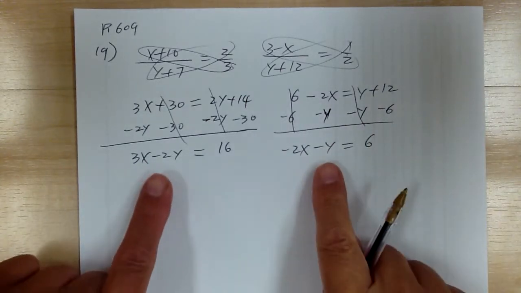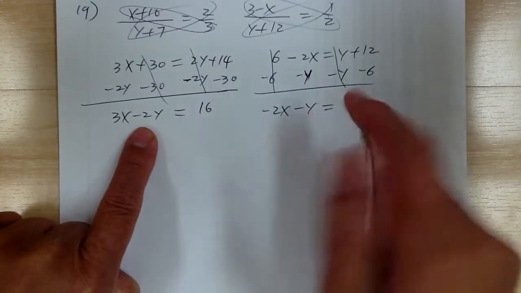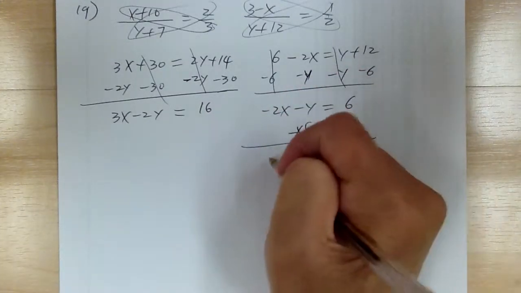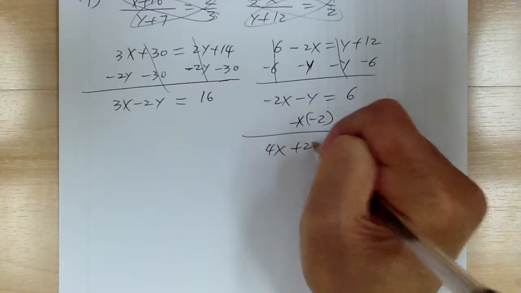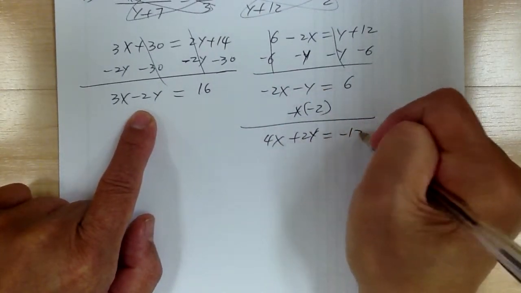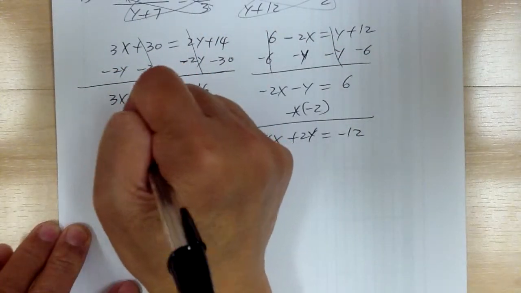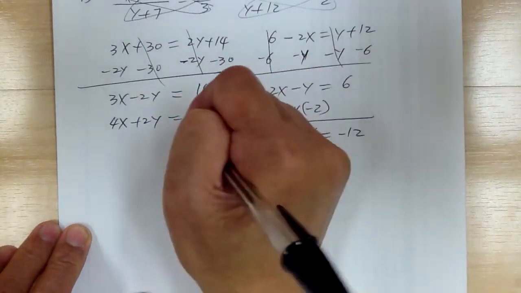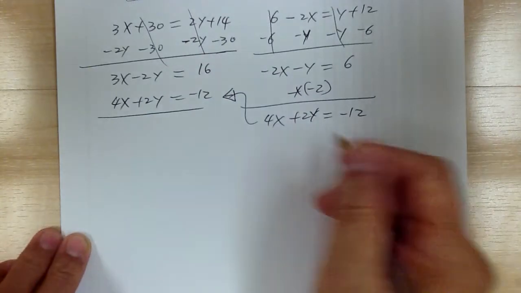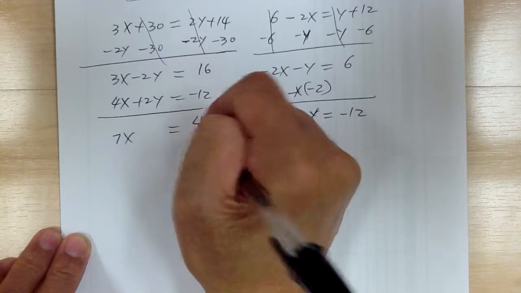And I'm going to make the y opposite because it's a lower number, easier to work with. So I need to multiply this by negative 2. So when I multiply, I get 4x plus 2y. That's the key. You want to make them opposite. Equal to negative 12. So put this underneath. So when I add, I get 7x equal to 4.